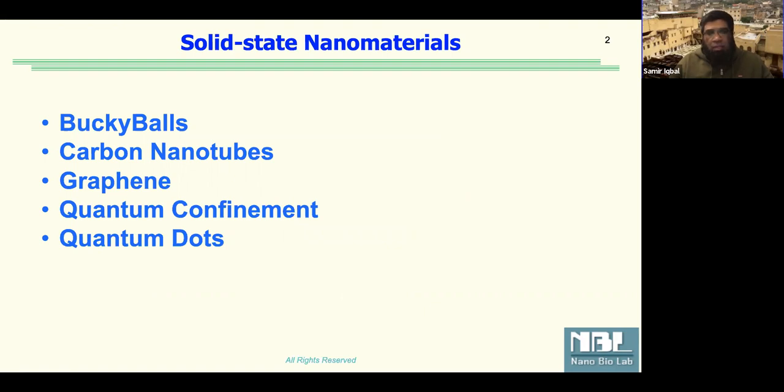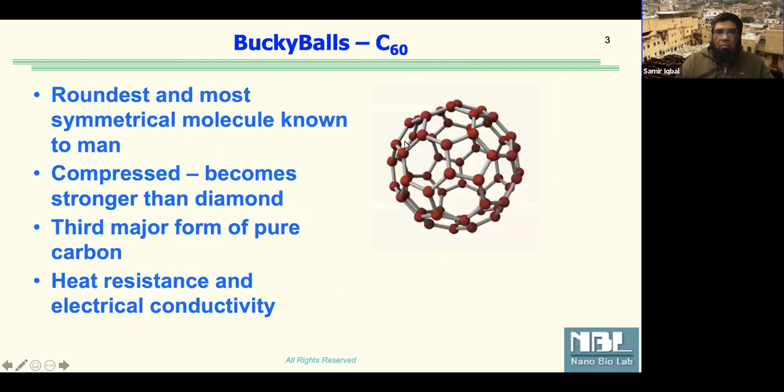contribution to nanotechnology. So the first one is what we call buckyballs. If you think about a soccer ball, and if you would take that soccer ball and make it so small that there are only 60 carbon atoms, that gives us a shape we call a buckyball. There are various names that we give to this structure. It's basically the smallest structure known to humans.